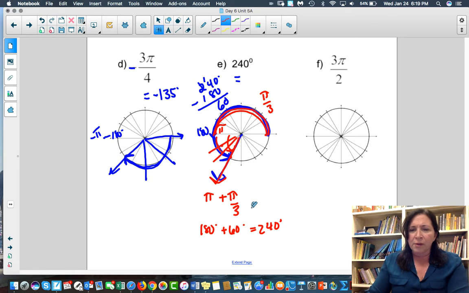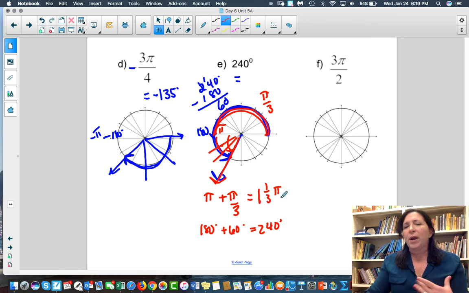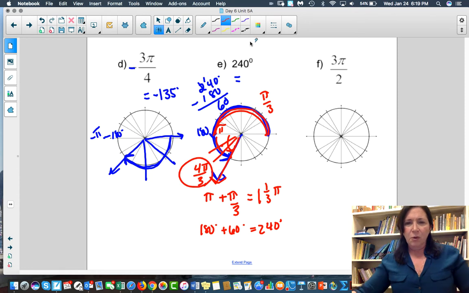So this is 1 1/3 pi. But again, we don't write that as a mixed fraction. So we're going to write that as an improper fraction. So 3 times 1 is 3 plus 1. So that's 4/3 pi. That's my answer. Cool.